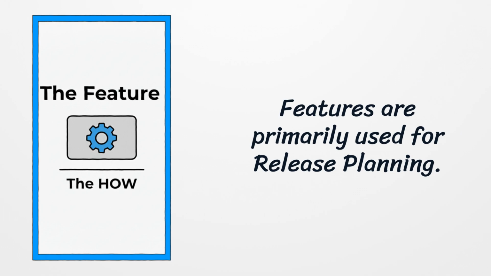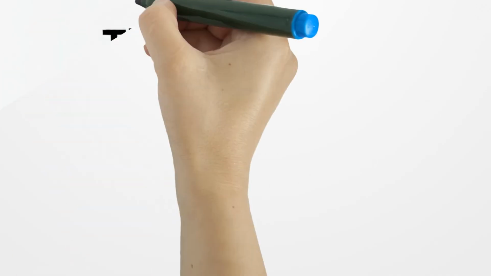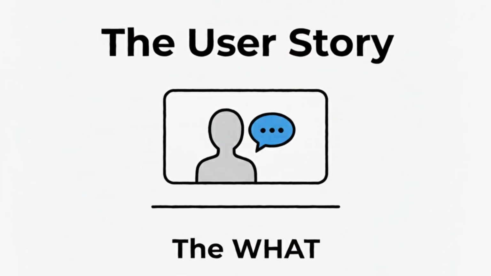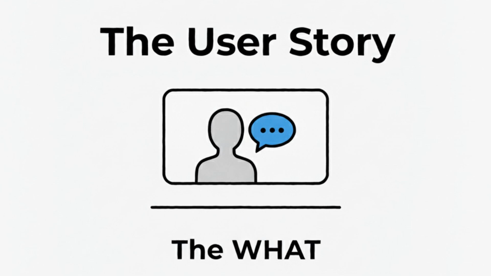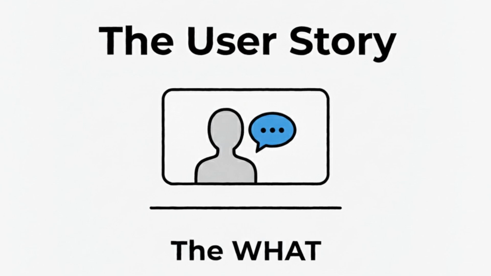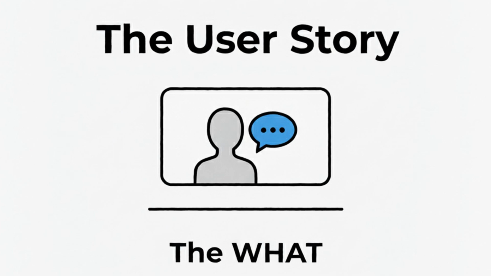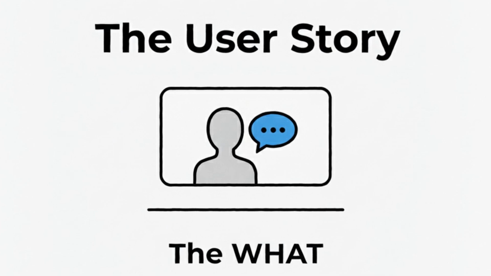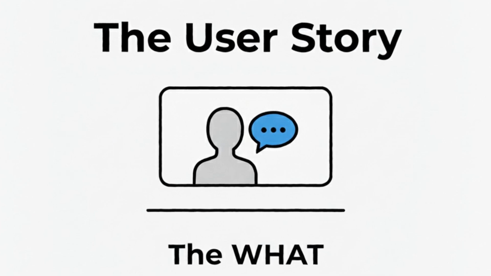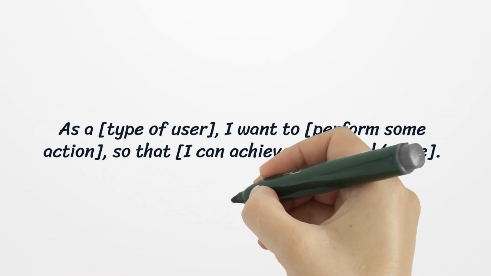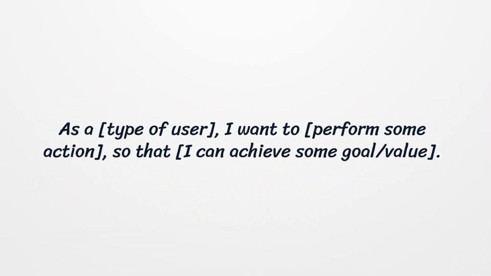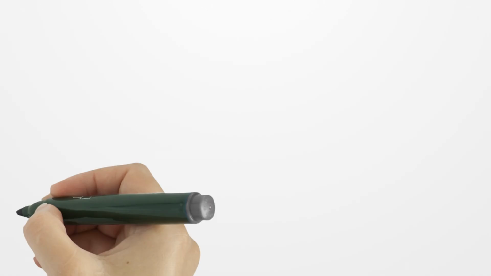To get this work done, we break it down into the smallest unit, the user story. The user story, the what? The user story is the smallest, most concrete piece of work in your entire backlog. A user story is always written from the perspective of the end user or customer. This ensures your team stays focused on delivering something valuable to them. The standard story format: every user story should follow this simple, powerful template. As a user, I want to perform some action so that I can achieve some goal or value.